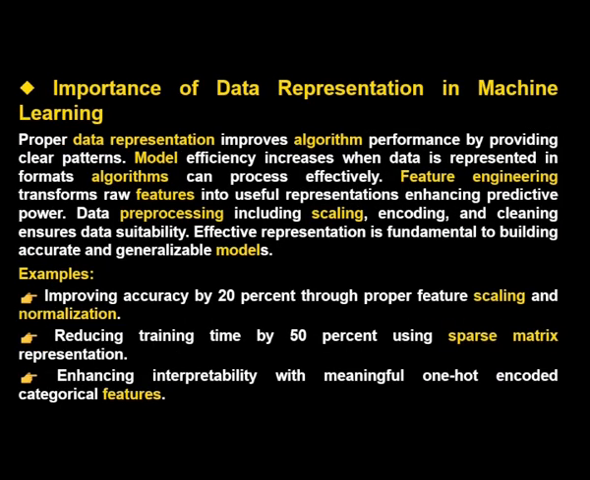And the next one is importance of data representation in machine learning. Data representation is a fundamental step in machine learning. Proper representation improves model accuracy, model efficiency, and learning speed. Feature engineering and pre-processing techniques help to convert raw data into meaningful features. Good representation also improves interpretability and generalization. In summary, even the best algorithm will fail if the data is not represented properly.